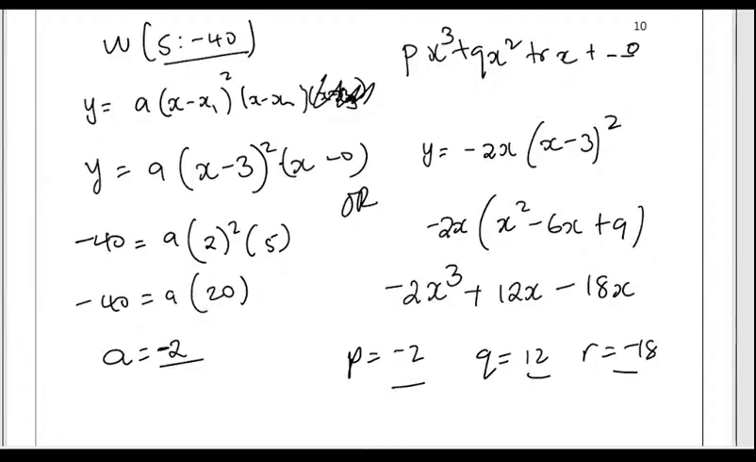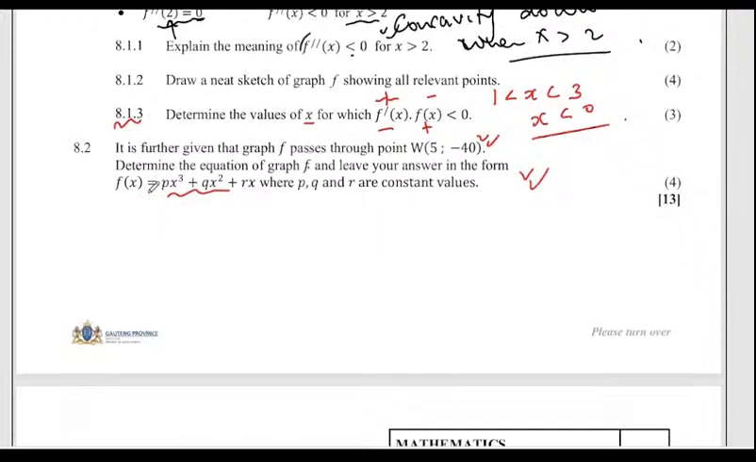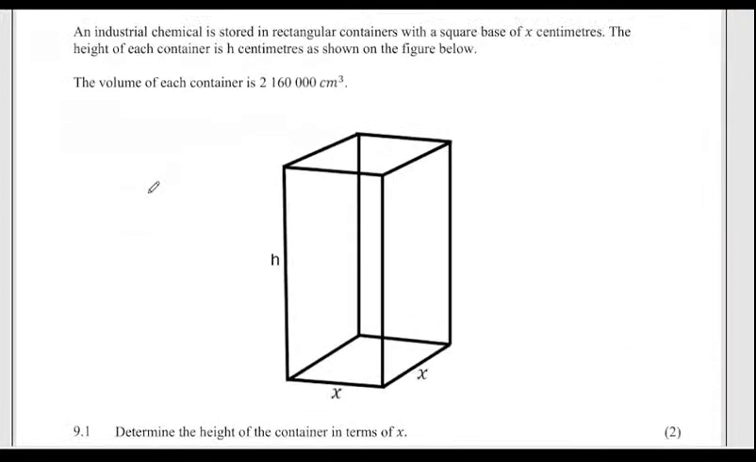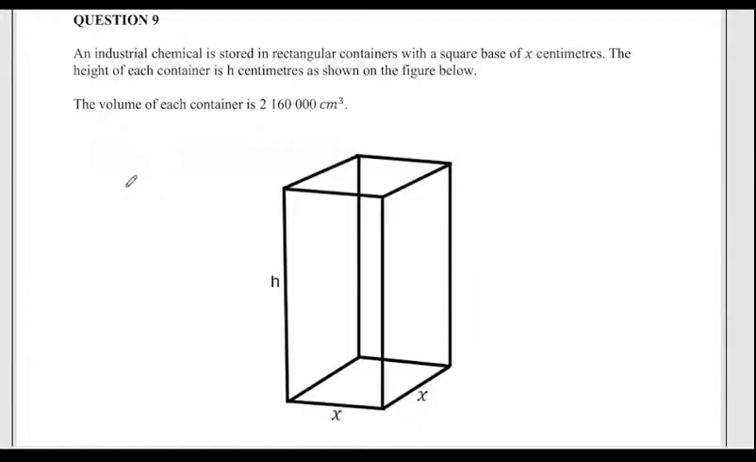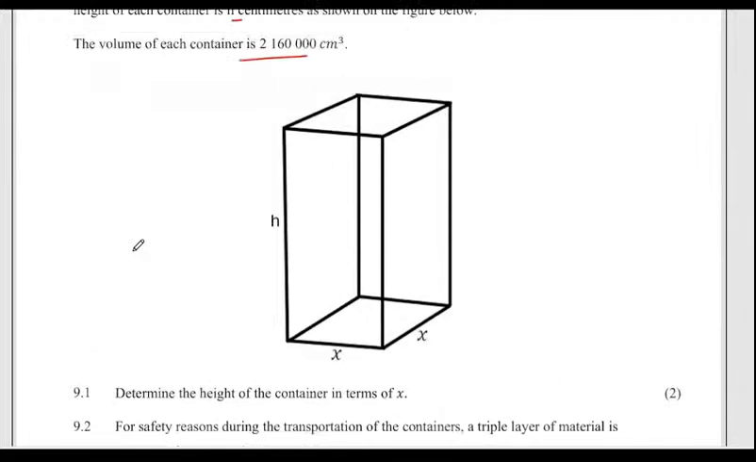Trying to get the root of the simultaneous, we shall spend a night here. Let's go to question number 9, which is the last one. Hallelujah. An industrial chemical is stored in rectangular containers with square base x centimeters. The height is given as h, shown below. The volume is this. 9.1: determine the height in terms of x.